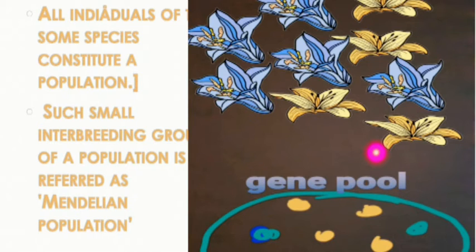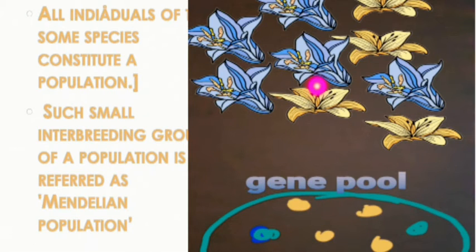And the gene pool means here, this is the gene pool. Suppose this is a flower, one species, and it has a number of genes, here. Such a flower also has a number of genes, they are here, and the blue colored flower or species has some genes, they are here. So the total number of genes of all individuals in the population is called the gene pool.